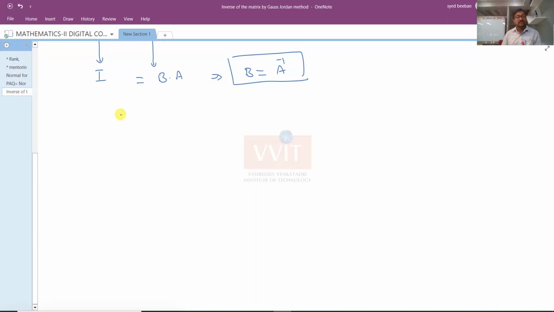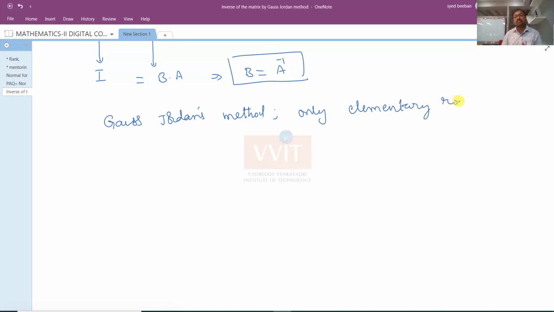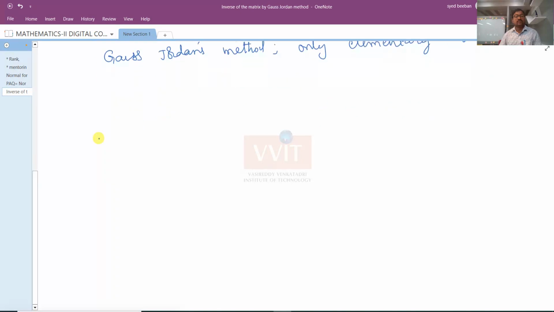So in the Gauss-Jordan method, we will use only elementary row operations. If I go with an example here, now if I see this problem, let it be the matrix A.